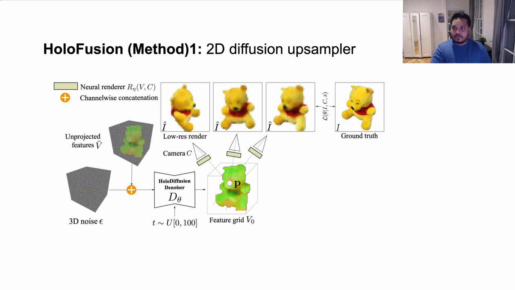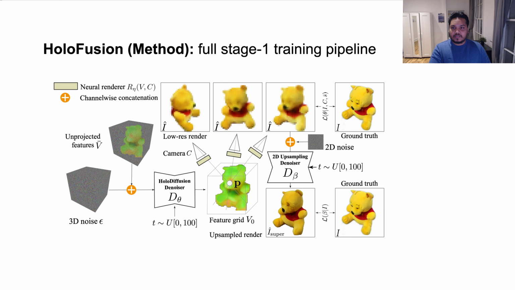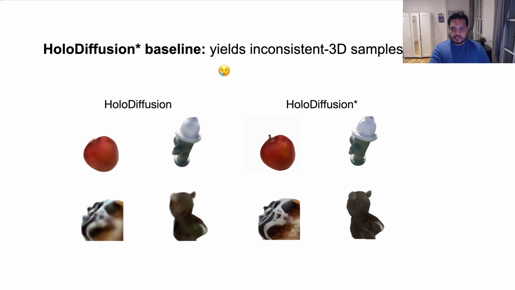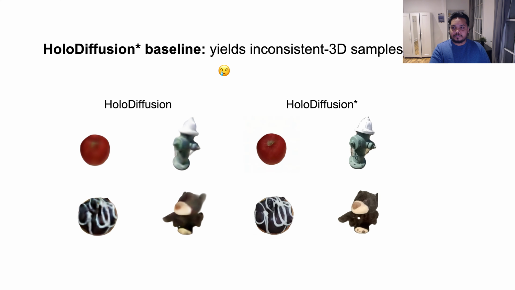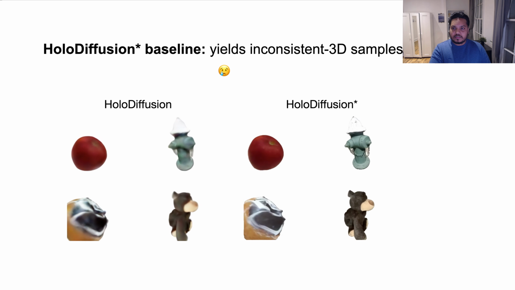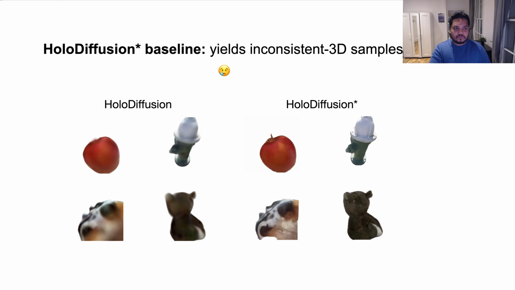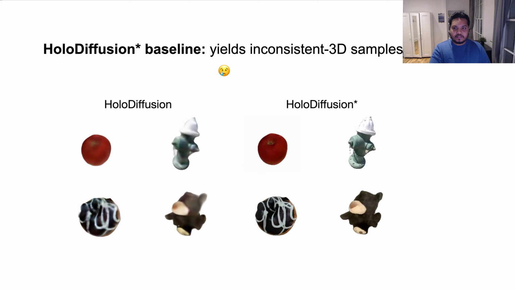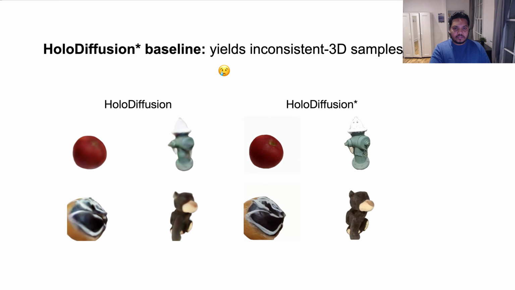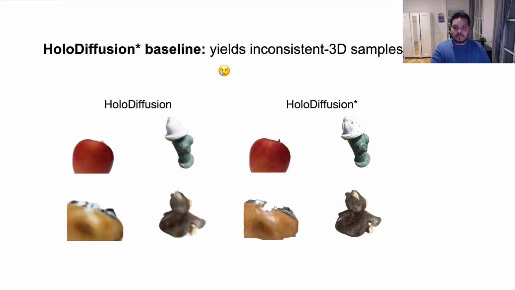in order to optimize the stage 1 photometric loss. The base 3D diffusion model is then augmented with a 2D diffusion model which super resolves the low resolution views rendered from the output of the base diffusion model. This brings us to the complete training pipeline. We call this first baseline HoloDiffusion star. Although the HoloDiffusion star samples look more detailed, the independently upsampled views of the low-resolution samples are 3D inconsistent and hence cause a lot of flickering in the 360-degree spin-around videos.